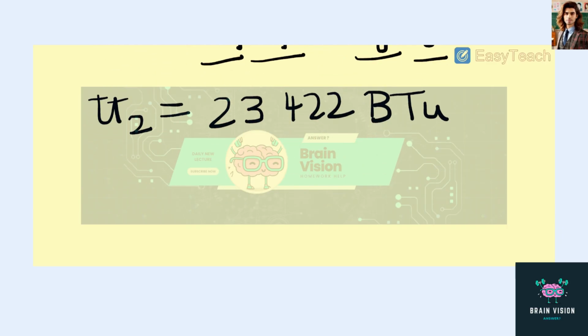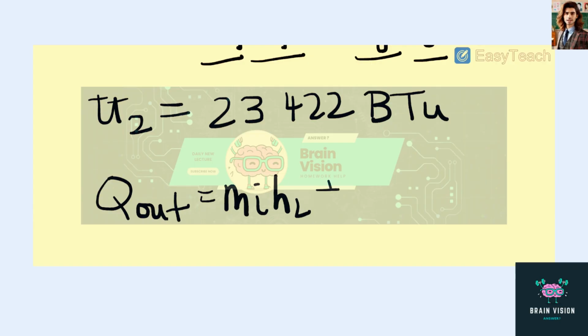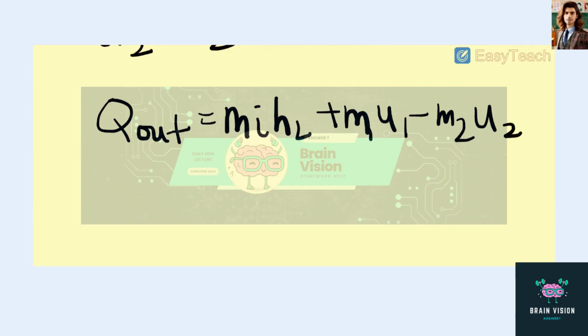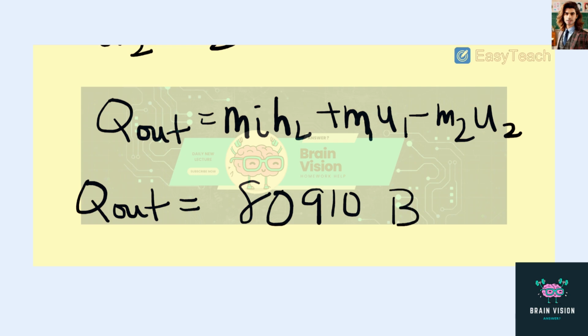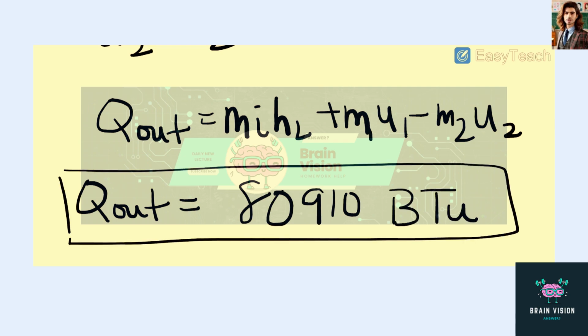Now the heat transfer can be defined as Q out is equal to mi hL plus m1u1 minus m2u2. Now, plugging in for these quantities, we see that Q out is equal to 80,910 BTU. That's our final answer.